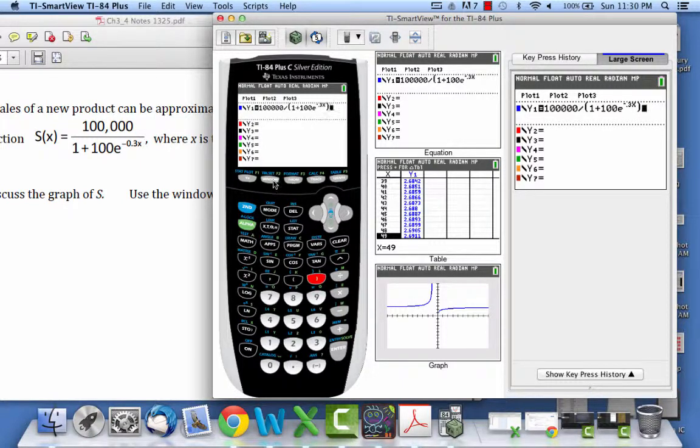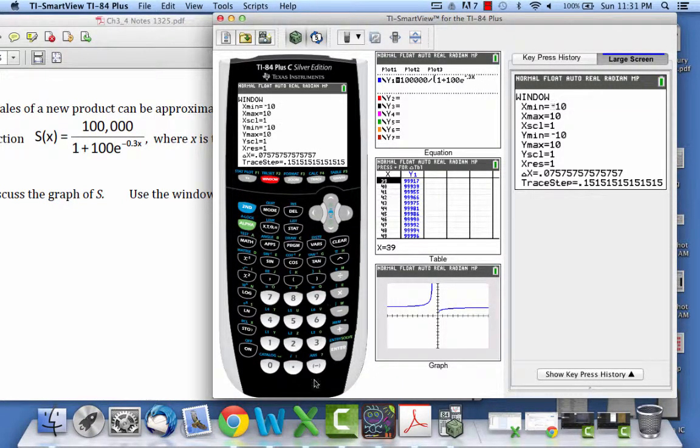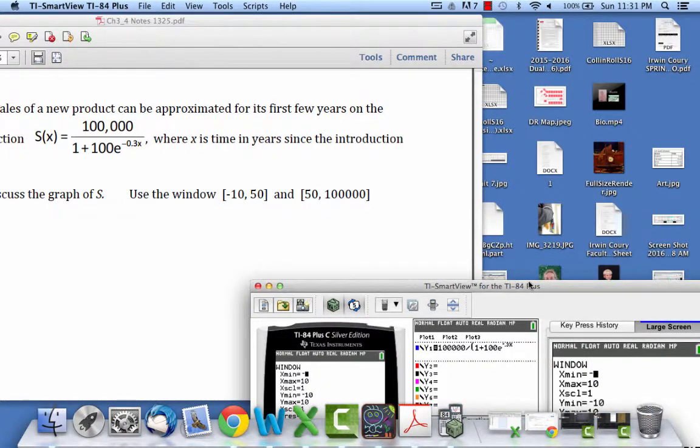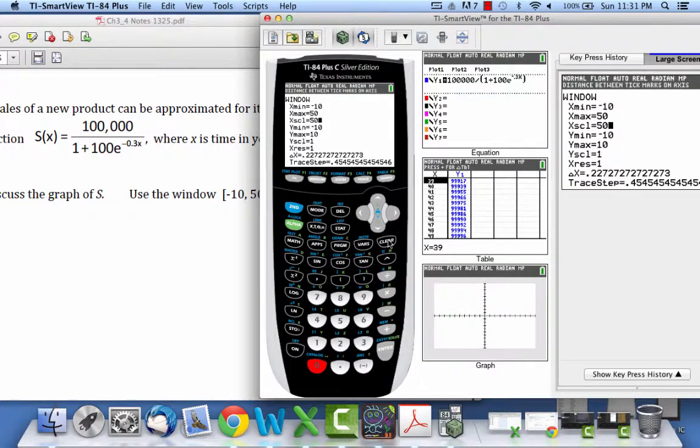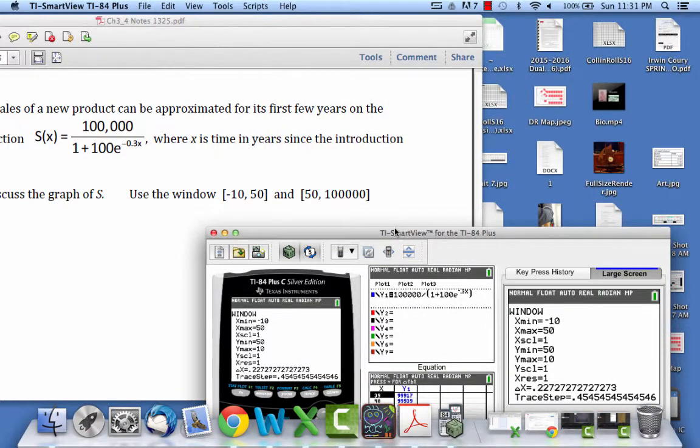And then window, you're going to do negative 10 to 50 and then 50 to 100,000.